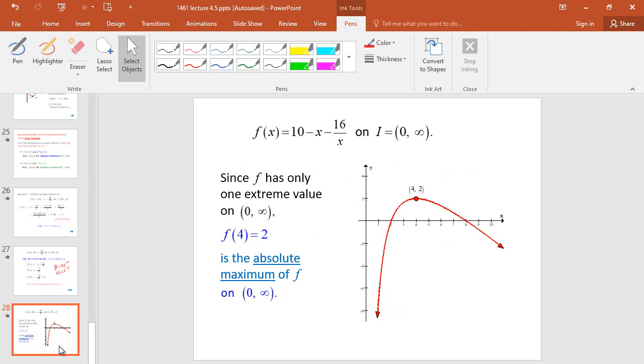Okay, so this is it on the optimization of finding the maximum and minimum values of a function. In the next section, we will be applying these ideas in some application problems.